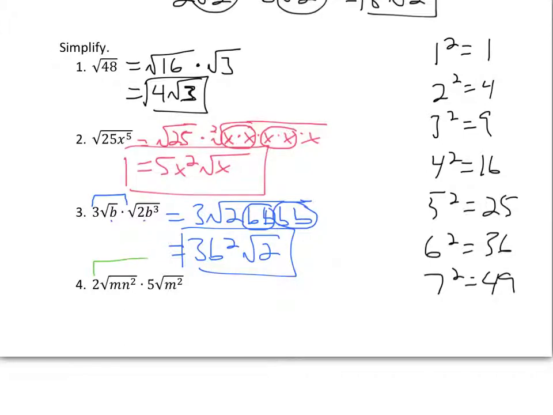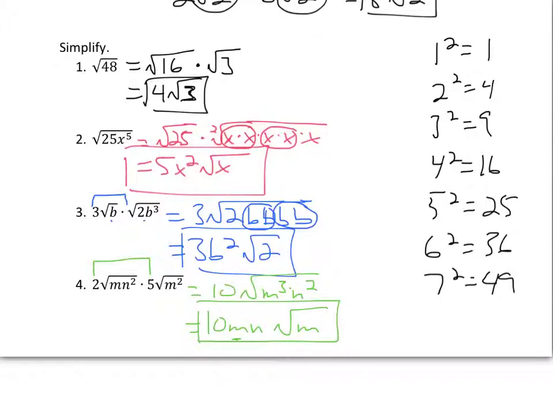Okay, and number 4, we can actually multiply the coefficients, so 10, and multiply on the inside m cubed n squared. So with this, we've got 3 m's on the inside, so how many groups of 2 m's can you pull out? Well, you could pull out 1 group of 2, and you'd be left with 1 m on the inside, because you pulled 2 of the m's out and there's 1 left on the inside. And for the n's, you could bring 1 group of 2 out, and you'd be left with nothing on the inside. So 10mn square root of m would be your final answer.